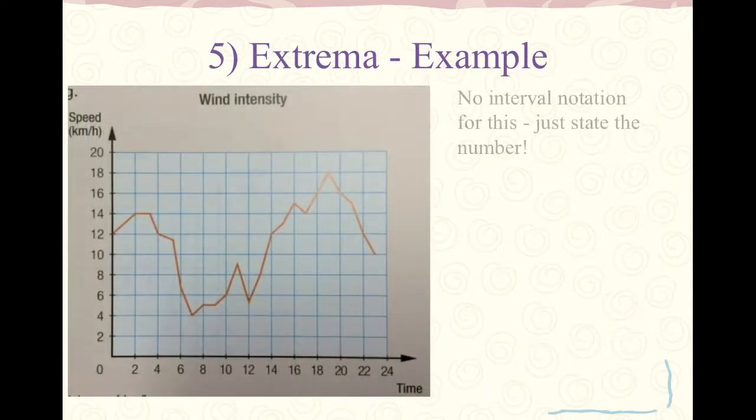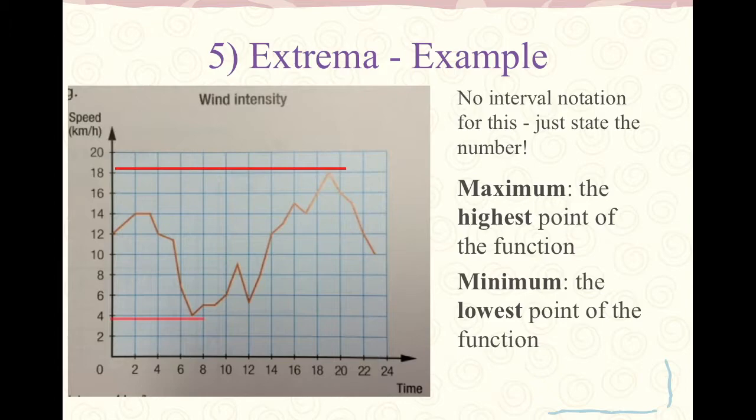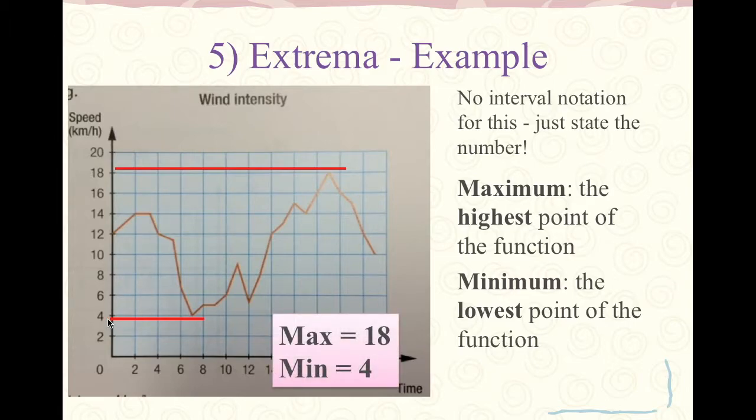So here's an example. So again, no interval notation, just what's the number? What is the highest point of the function? And what is the lowest point of the function? So I've drawn out lines here so that you can see the highest point of the function here is at 18 and the lowest point of the function is 4. So we just write that the max is 18 and the min is 4. Done. That's it. Okay? No infinities, just numbers, so we have a min and a max.